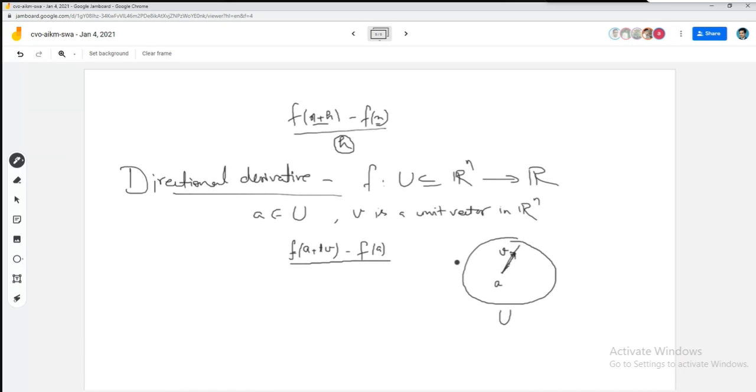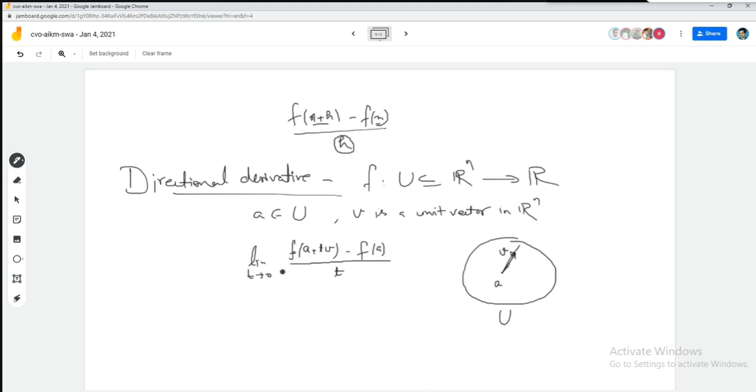And instead of dividing by this vector quantity, you divide by this scalar quantity t. So f(a + tv) minus f(a), divided by t, and taking its limit as t tends to 0. This is possible because a + tv is a vector quantity and a is a vector quantity, but f(a + tv) is a scalar quantity and f(a) is a scalar quantity. You can take the difference and you can divide by some scalar number. So there is no problem in the existence here. Now, the only problem you have to deal with is whether this limit exists or not.